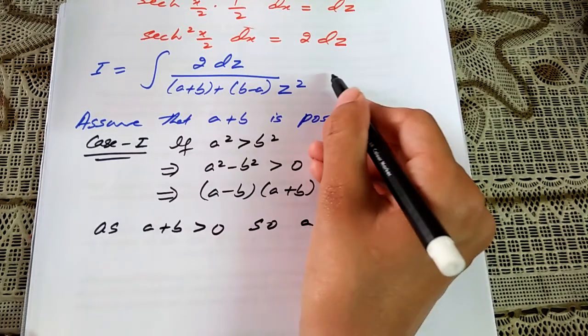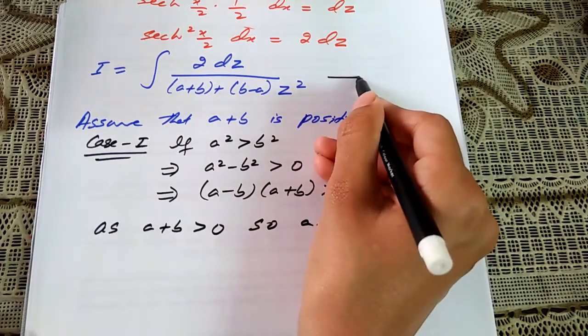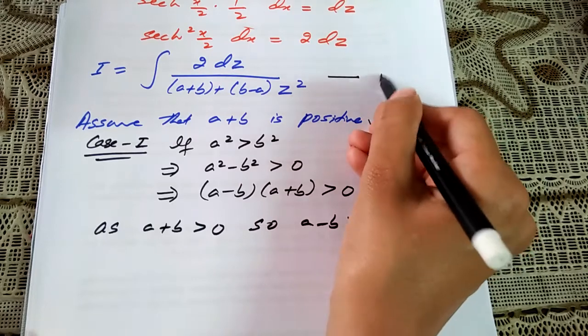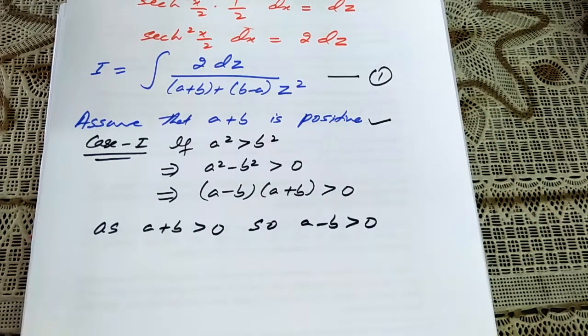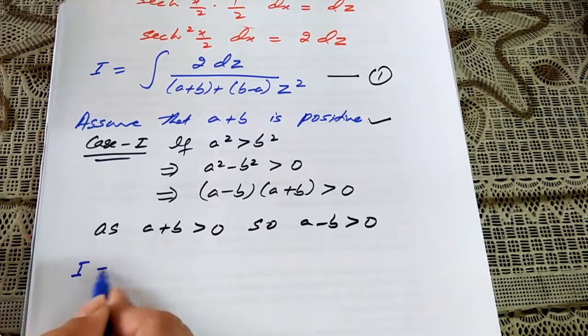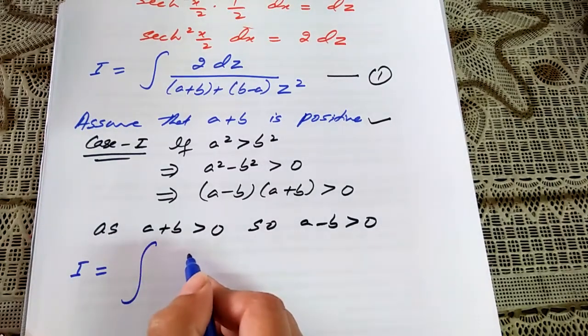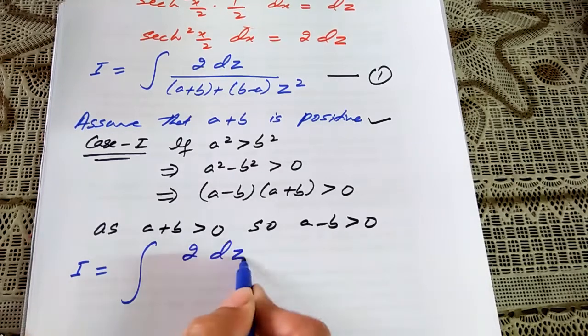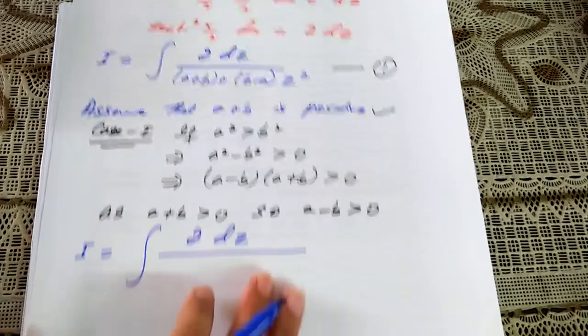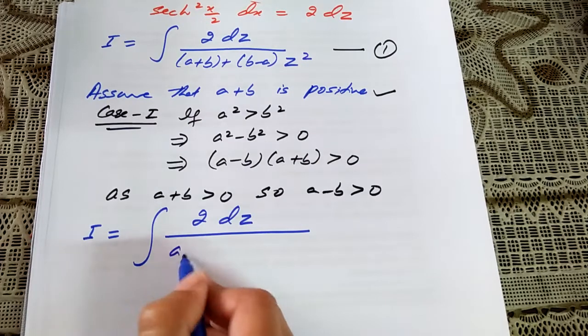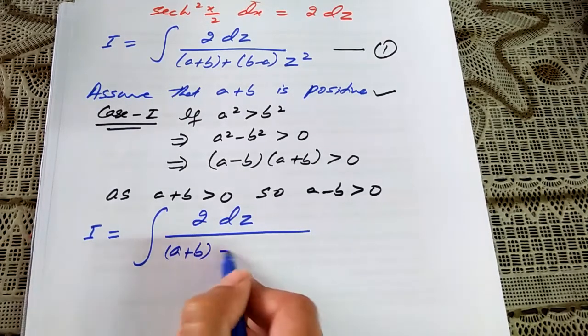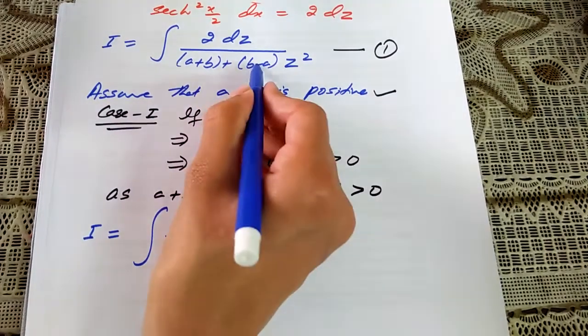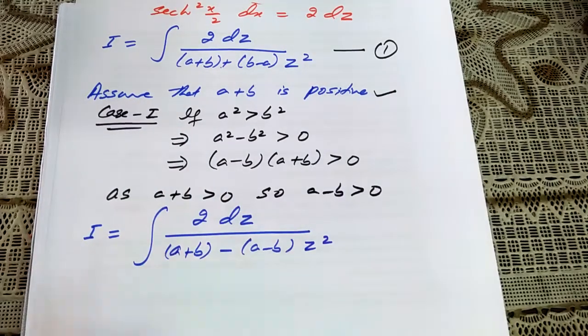So from this integral, let's mark this equation as equation number 1. From this equation number 1, we will get I is equal to the integration of 2 dz divided by, I can write it like a plus b minus a minus b. I have taken the minus sign common, z squared.